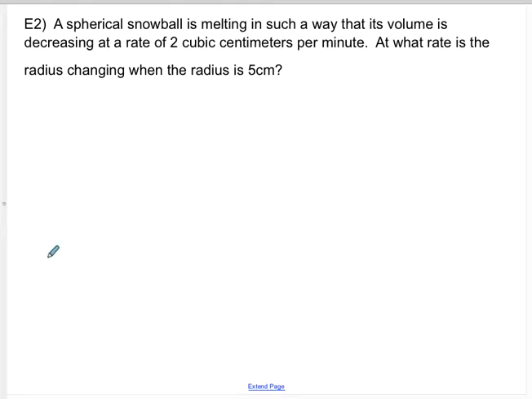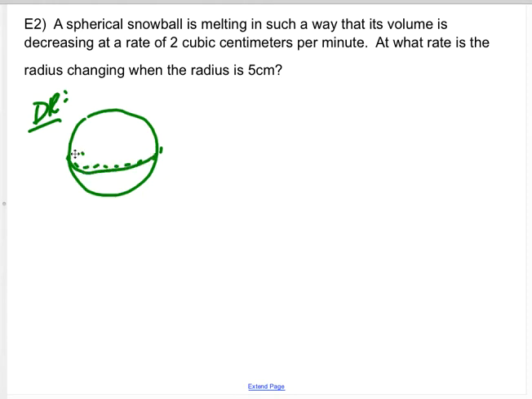A spherical snowball is melting in such a way that its volume is decreasing at a rate of 2 cubic centimeters per minute. At what rate is the radius changing when the radius is 5 centimeters? So when I draw my diagram in related rates, there's not much to draw on one that's just a sphere. So you've got a snowball, and I'm trying to give it a 3D feel, and then it's got a radius. That's really all that's happening. So it's melting, so it's getting smaller.